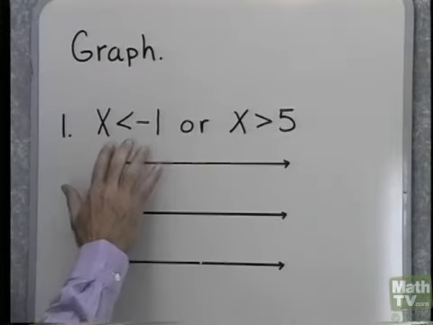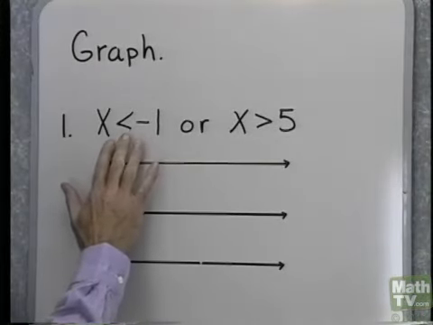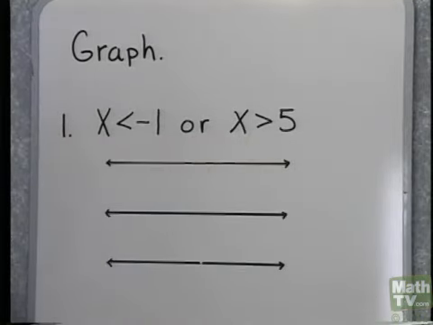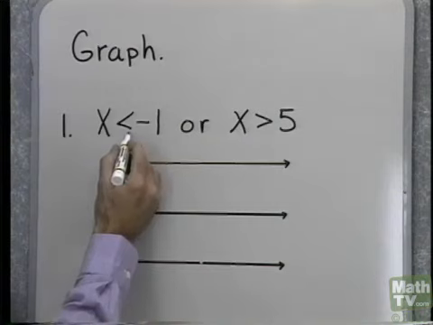We want to graph all the real numbers x such that x is less than or equal to -1 or x is greater than 5. So what I'm going to do first is graph all the values of x on the number line where x is less than -1.